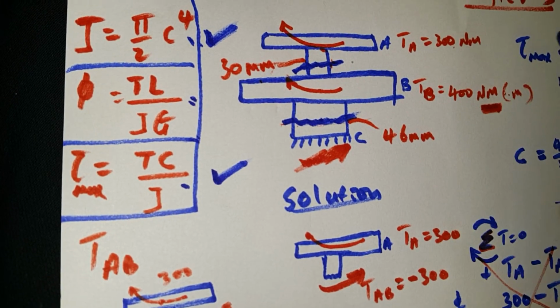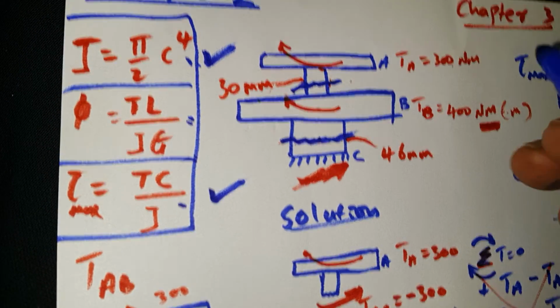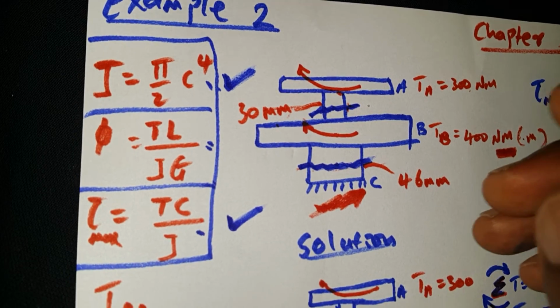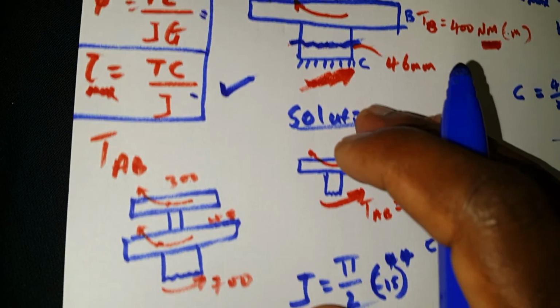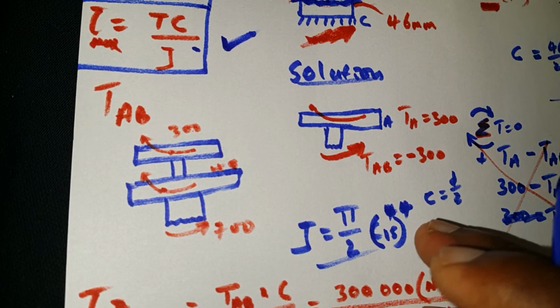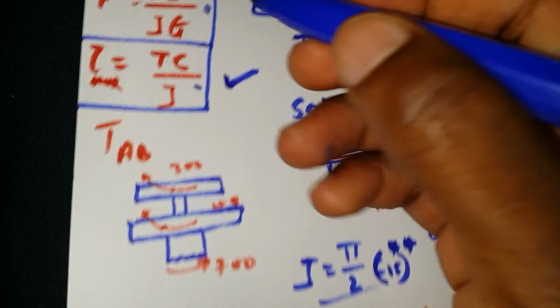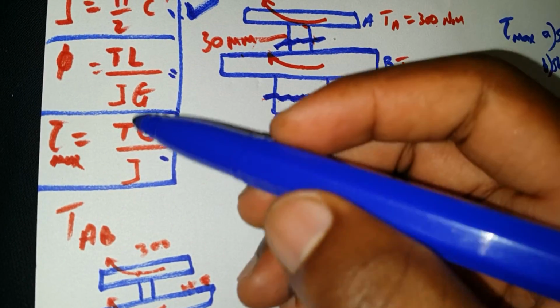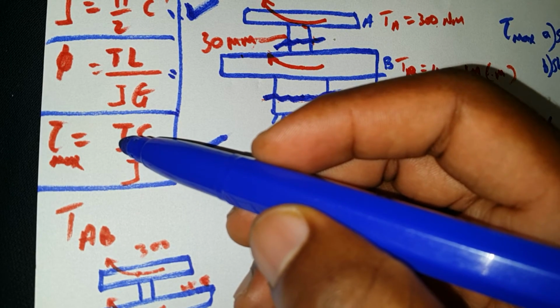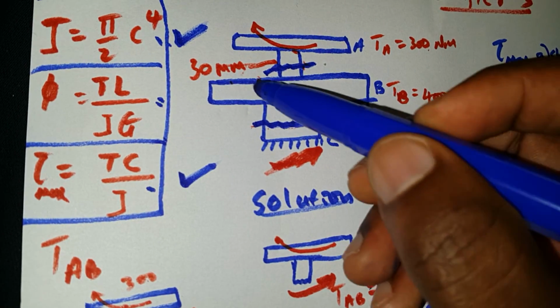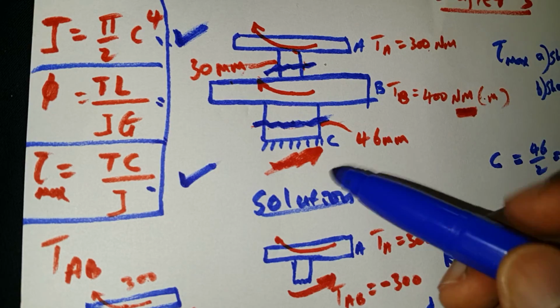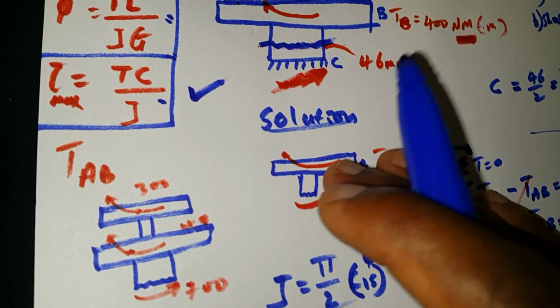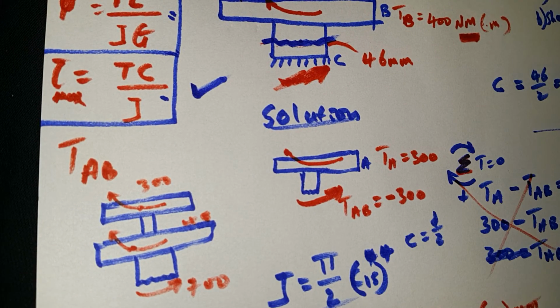So that is it. This is all about torsion. Try to analyze this yourself. It's very, very simple. If you know the formula and you can be able to find your T, your torsion, you can be able to solve this. This chapter will be very, very easy for you.